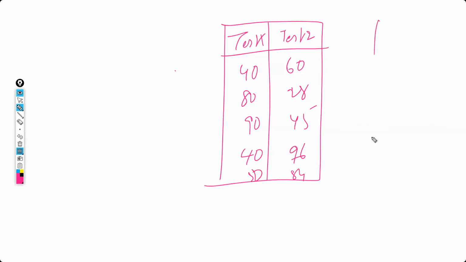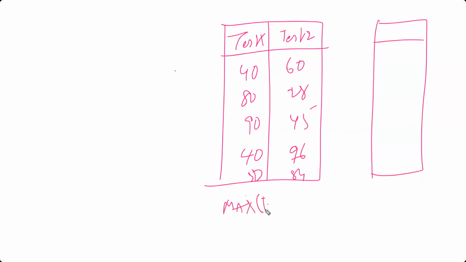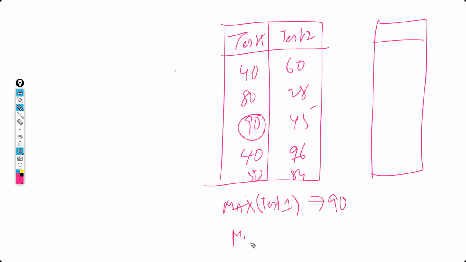Now, my requirement is to select, out of these two tests, whichever is the highest. For some students, test 2 marks are highest. For some students, test 1 marks are highest. What do I have to do in this case? Within test 1, what is the highest mark? Max of test 1 is 90, because within this column, this is the maximum mark. Max of test 2 is 96. This is the maximum mark individually. But my requirement is, out of these two columns, which is the maximum value, that has to be separated.